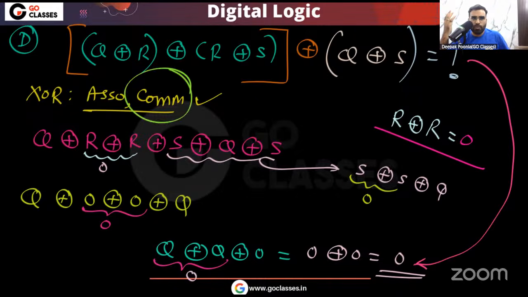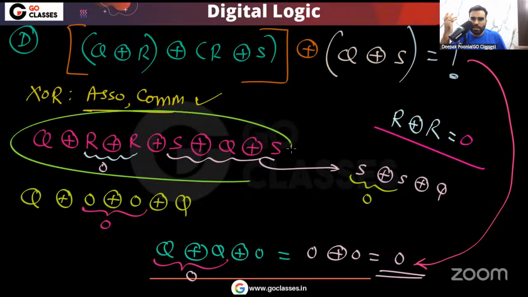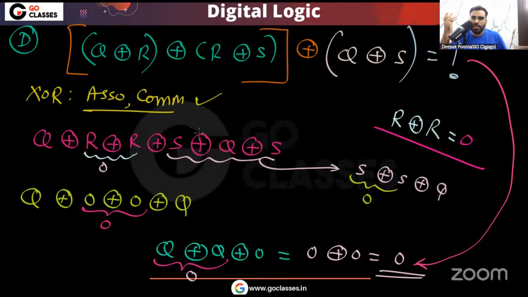And because of commutative property, I can switch them. Yes or no? This Q XOR S, I can write it as S XOR Q. So because of commutative property, I can switch the operands of this operator. I can interchange them. And because of associative property, I can remove the parentheses and put them anywhere I want. So I am just taking advantage of XOR being associative and commutative, and then you can see we are getting the answer. I hope you understood.